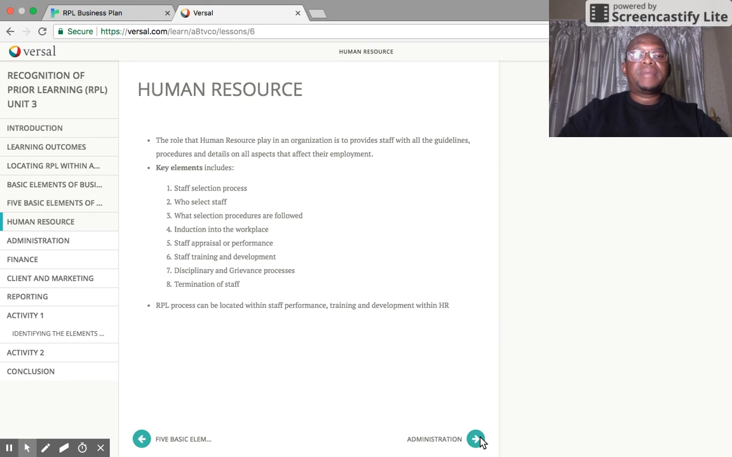The key elements for human resources include the staff selection process, who selects staff, what selection procedures are followed, induction into the workplace, staff appraisal of performance, staff training and development, disciplinary and grievance process, and termination of staff. The RPL process can be located within staff performance, training and development within HR.